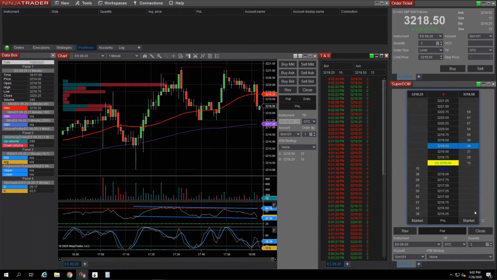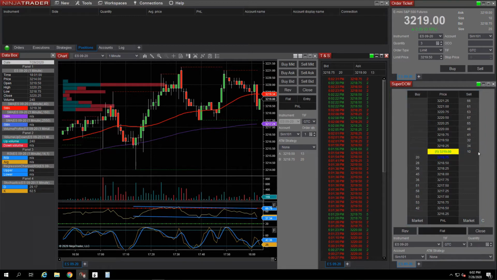Here is a depth of market tool. They call it Super DOM, and these are the number of contracts that buyers are buying at these different price levels, and these are the number of contracts that sellers are selling at these different price levels, and the transaction only happens at the point of meeting down here.